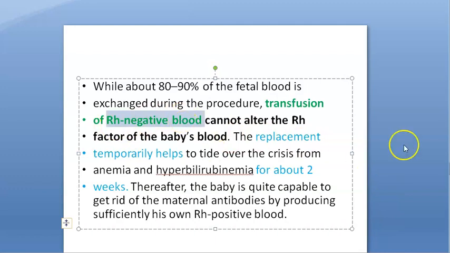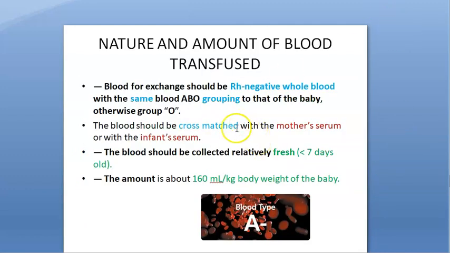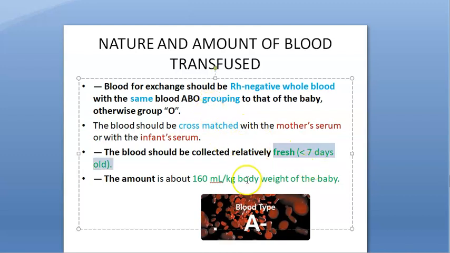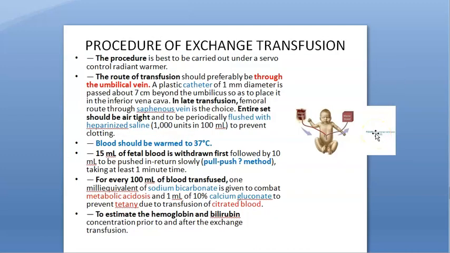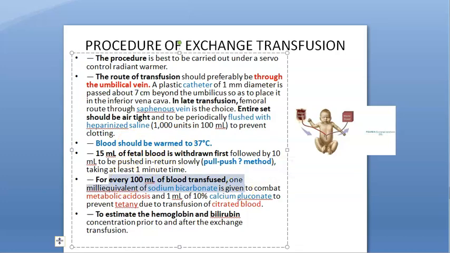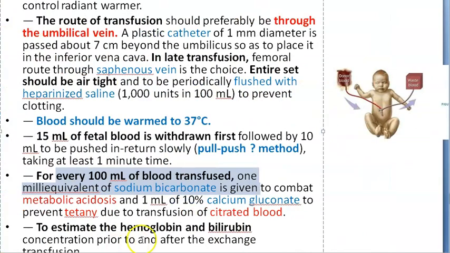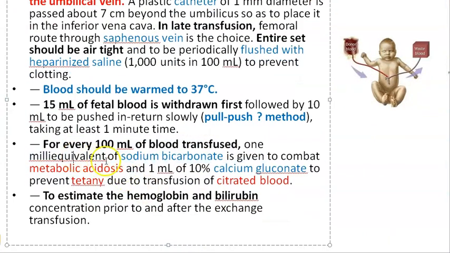So remember, you will give the baby Rh negative blood. And you will give fresh blood, and you will give 160 ml per kg body weight of the baby. Let's say this baby is 3 kgs. You will give around 550 ml. Wow, it's a lot of blood. How will you do the exchange transfusion? Through the umbilical vein if it is available. And the blood should be warm. Don't give cold blood. Because you are giving the baby blood, you should closely monitor this baby. And 1 milliequivalent of sodium bicarbonate is given to combat acidosis.